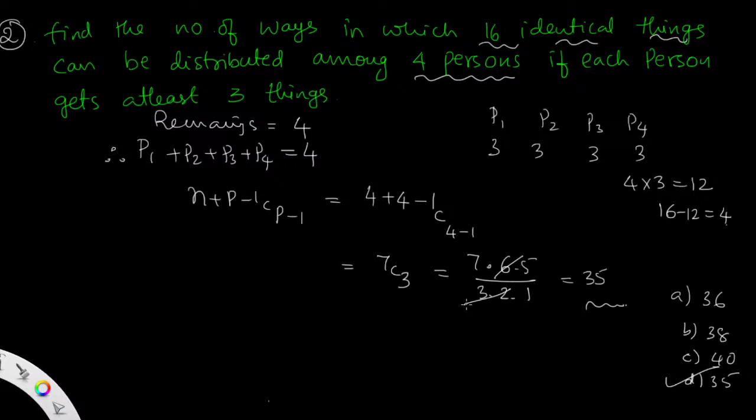Okay, option number D. Okay, next Achilles. Where is Achilles? Lohit.